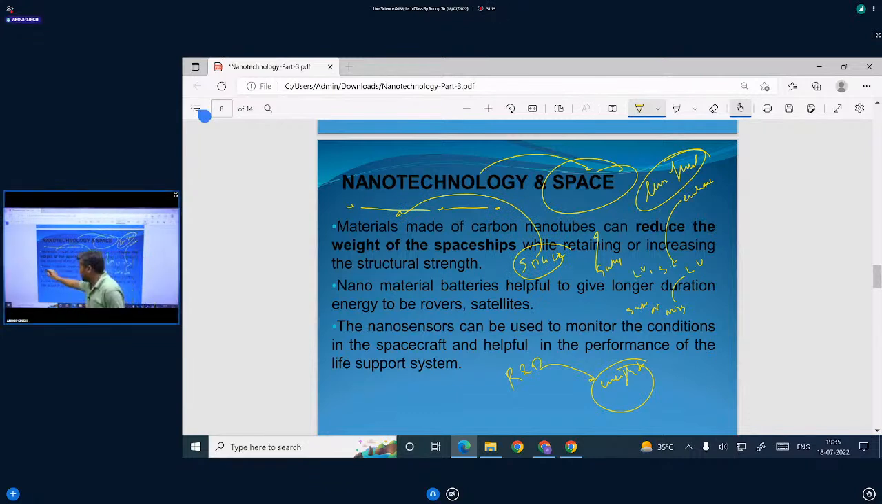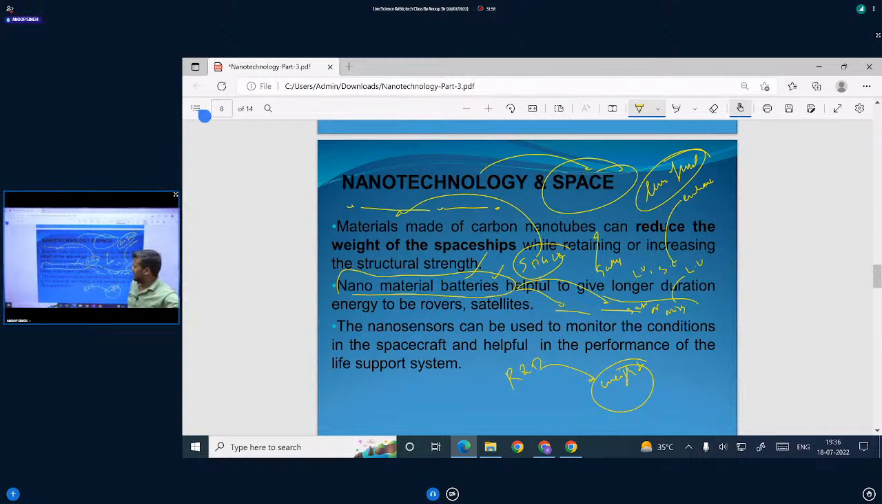Also, nanomaterial batteries are used to give longer duration energy to the rover or space mission. This is effective in two ways. First, their size is small. And second, they have the ability to give long duration energy. If a particular mission needs a battery for a longer duration, then nanomaterial batteries are used.